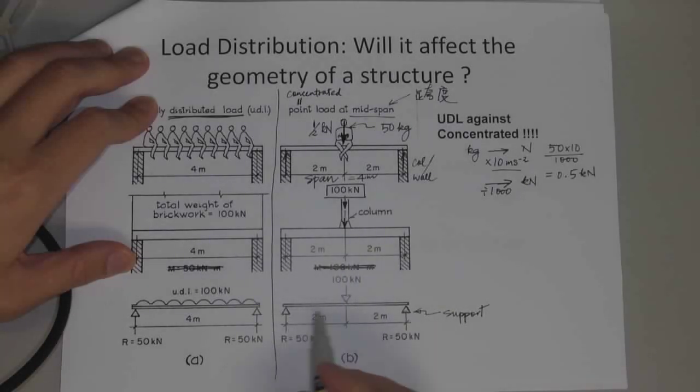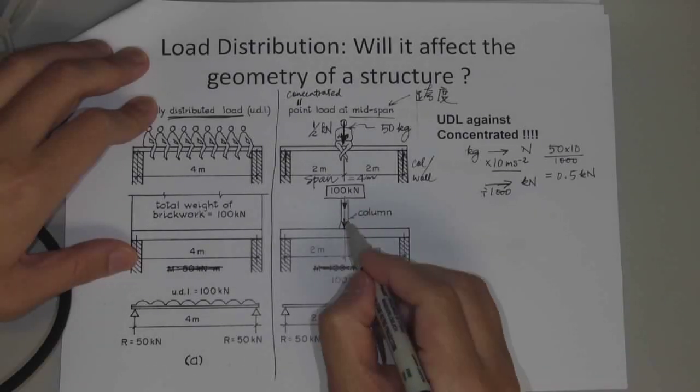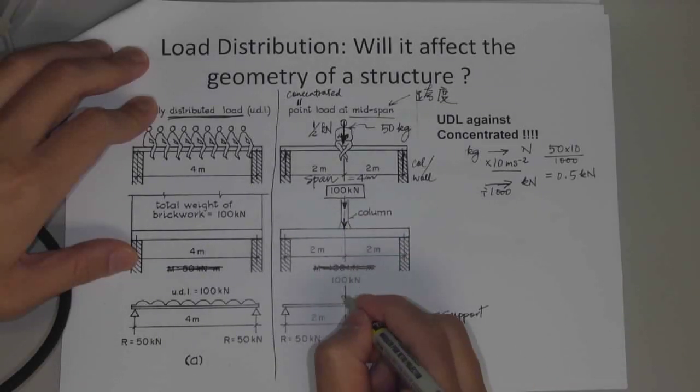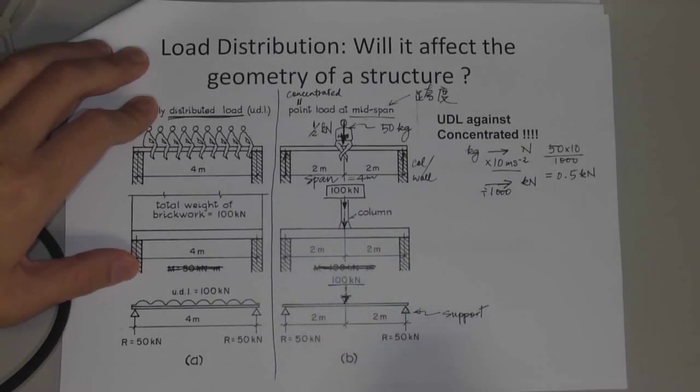In this case, your structure got only one element. That's the one and only one element in this structure. And there are two supports. And this concentrated load is represented by this arrow here. That's 100 kilonewton acting downwards.